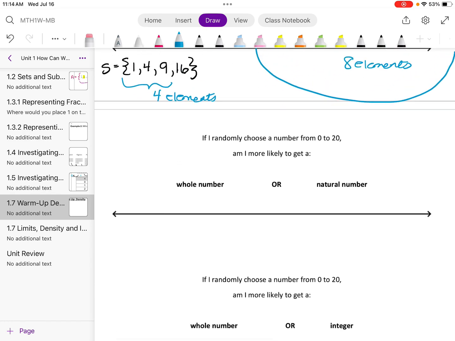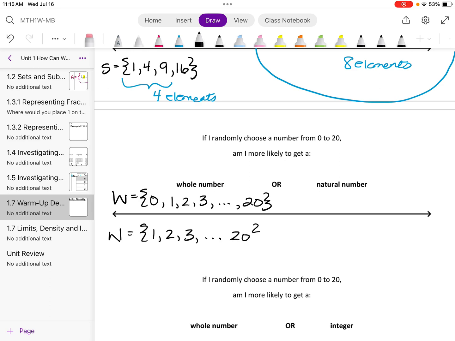If I randomly choose a number from 0 to 20, am I more likely to get a whole number or a natural number? So take a second and write those down. So my whole numbers are 0, 1, 2, 3. I'm not going to write them all down, but they go up to 20. My natural numbers start at 1, 2, 3, and then they go up to 20.